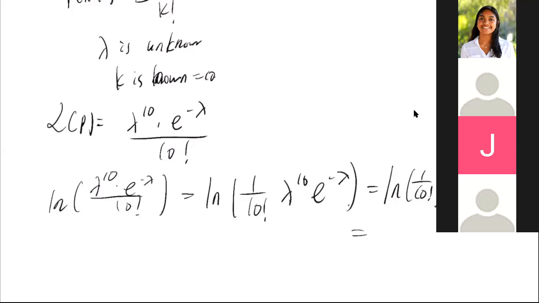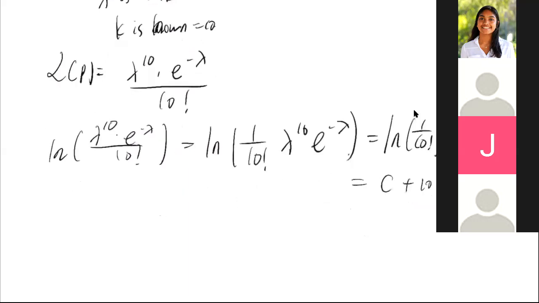So the derivative of the constant is just 0. And if we take the derivative of 10 ln lambda, that's 10 over lambda. And the derivative of negative lambda is negative 1. So the result is 10 over lambda minus 1. And we want this to equal 0. That means lambda itself is equal to 10.